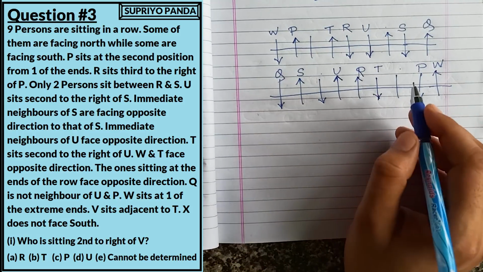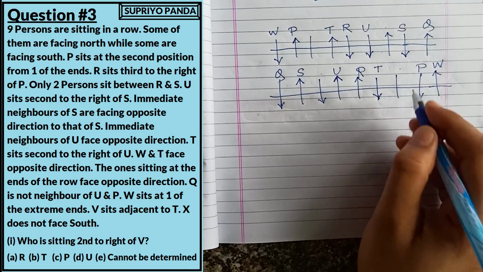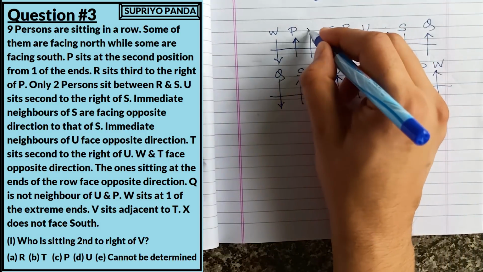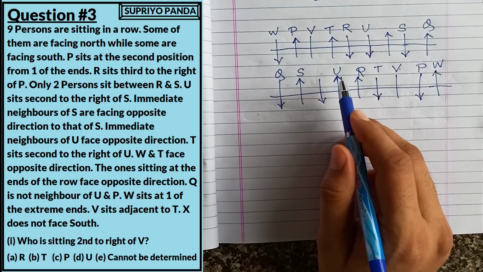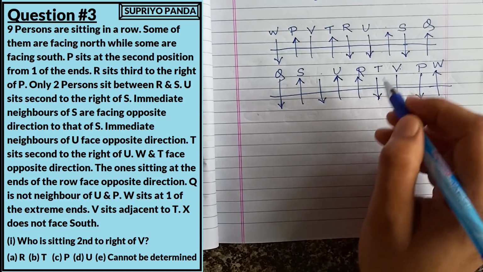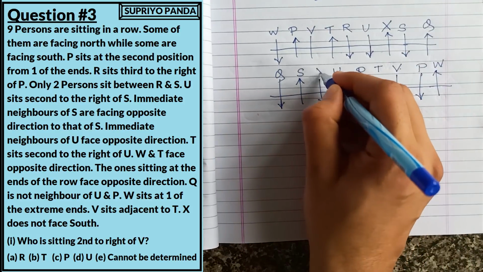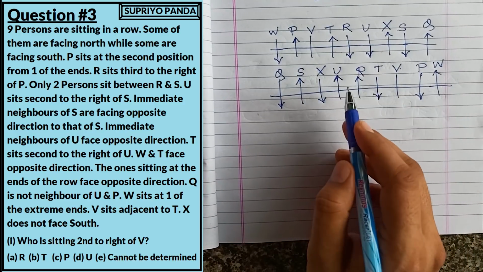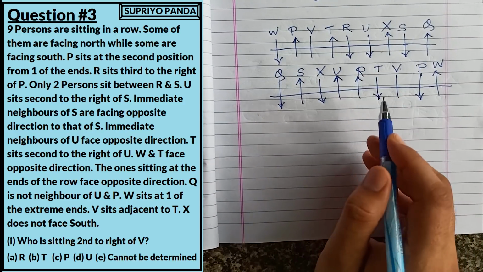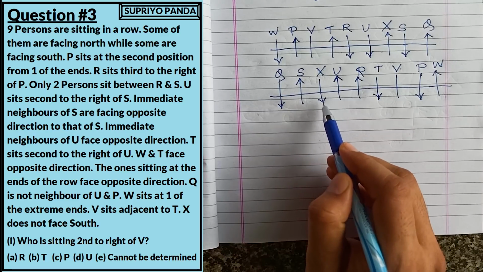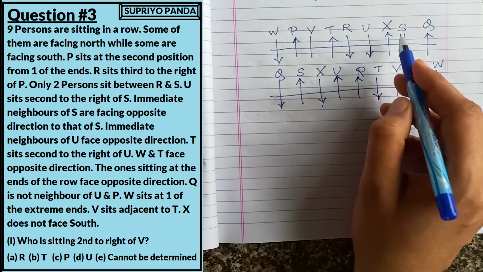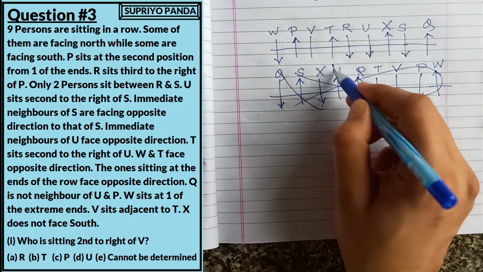Now V sits adjacent to T. So V will be over here and again V will be over here. X does not face south. So only one position is left for X over here, X over here. Now see what they have told, X does not face south. So we have our answer. X cannot be over here because it's facing south. X has to face north. So this is entirely wrong. This is not the answer.